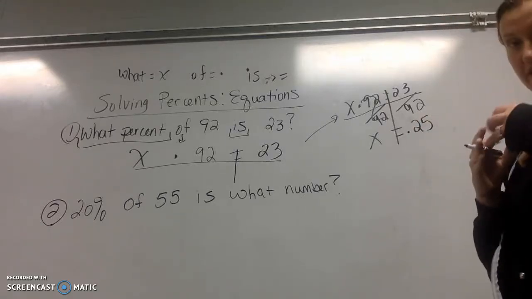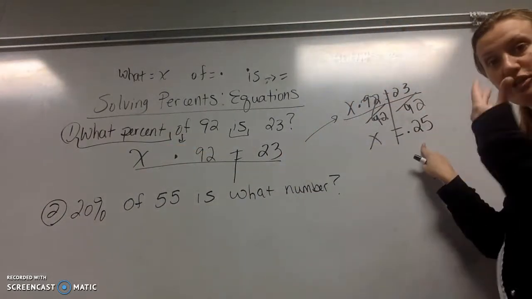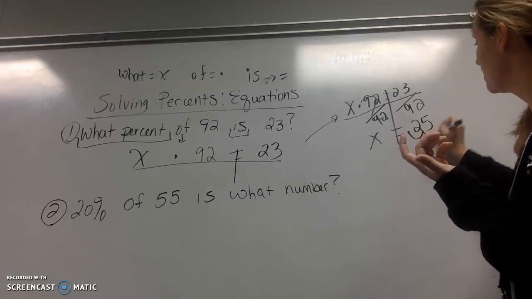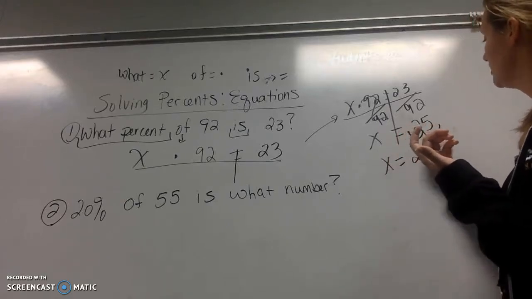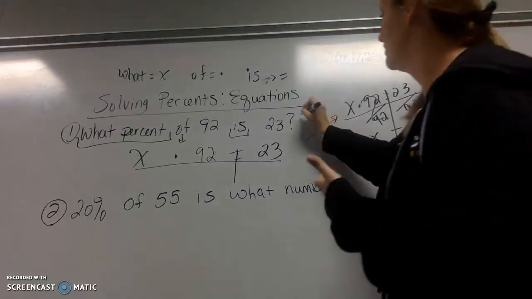Okay, the only thing about this is we want a percent. We got a decimal. We learned in a previous video how to change a decimal to a percent: we multiply it by 100 or move it 2 places to the right. So our final answer is going to be that x is 25%.